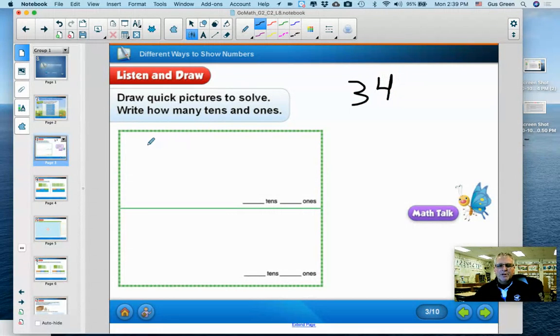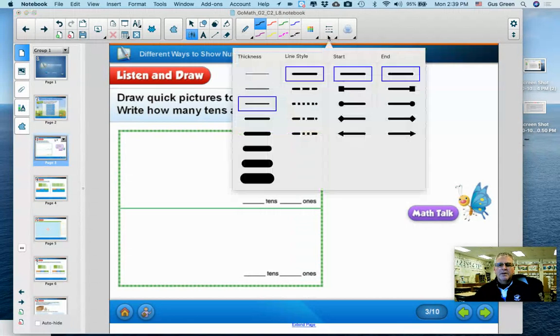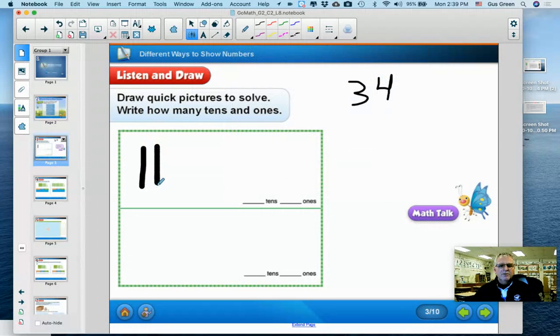And what I'm going to do is go ahead and draw a quick picture of 34. Let me make my pencil just a little bit thicker here. So 10, 20, 30, 31, 32, 33, 34. And when you're making these pictures, I like to keep them neat, have the 10s be about the same height, and your 1s a little bit organized. It just makes it easier for you. So 3 10s and 4 1s make 34.